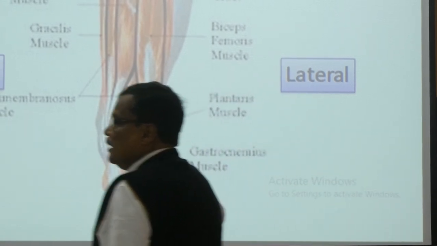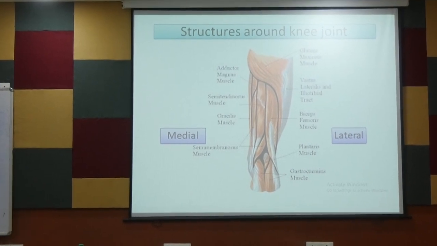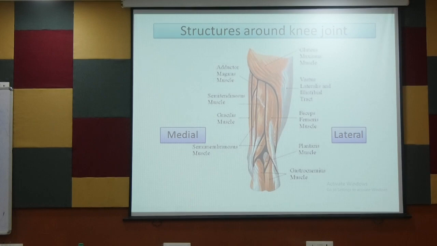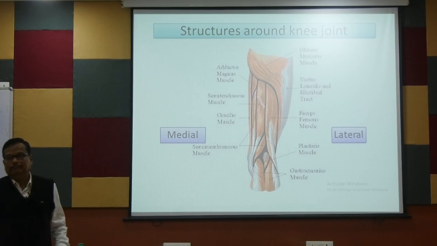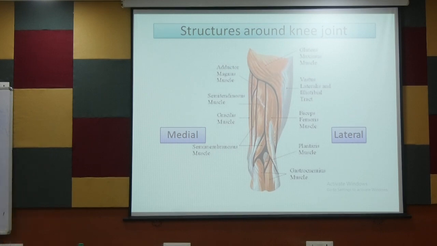And posteriorly there is another group of muscles. You better know that is the hamstring group of muscles. Hamstring group of muscles. Ham means what? Ham means posterior aspect. In old British or Irish, the posterior aspect of the thigh is called ham. String means cord. As the tendons are cord-like, they are called hamstring.